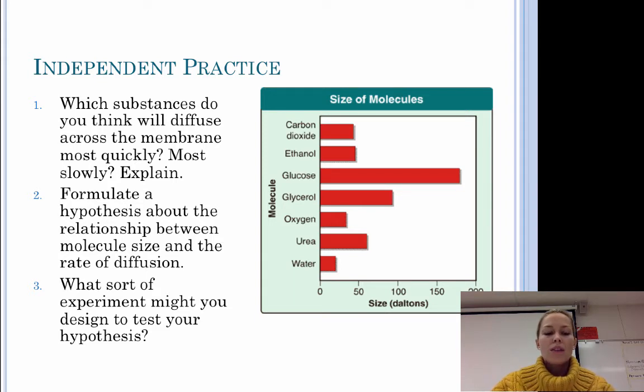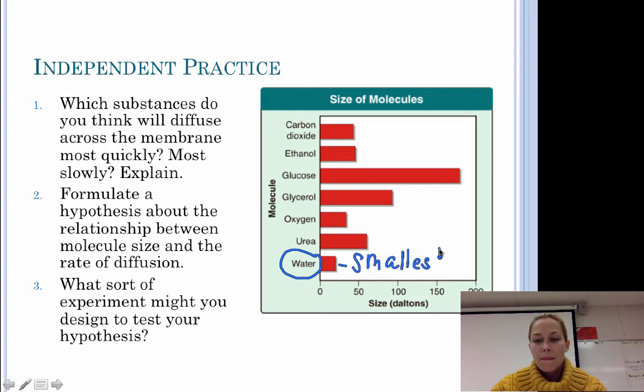Now that you've answered the independent practice questions, let's review the answers. Question number 1 asks, which substance do you think will diffuse across the membrane most quickly? Here we're taking a look at different molecules and comparing their size. Water is going to be the molecule that diffuses across the membrane most quickly because it is our smallest molecule. The substance that's going to diffuse across the membrane most slowly is going to be glucose right here, and that's because it is our largest molecule.